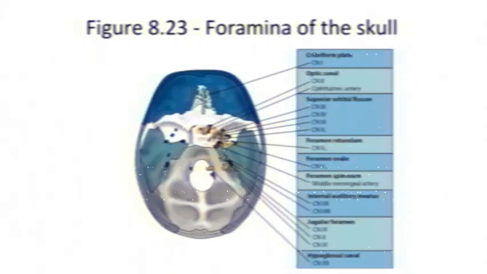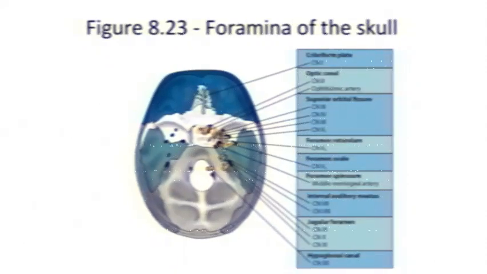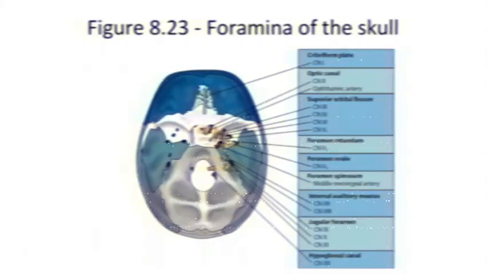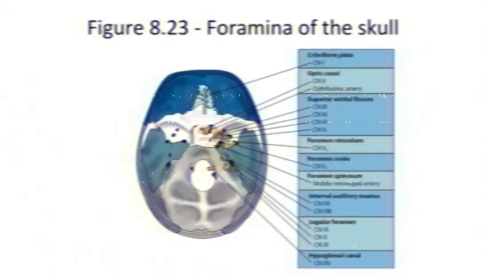This is figure 8.23, which shows a superior view of the foramina of the skull. Again, I'm not going to point to and name each foramina, but it's important that you spend time memorizing this image. You need to know the name of each foramen and which nerve or nerves exits through the opening.